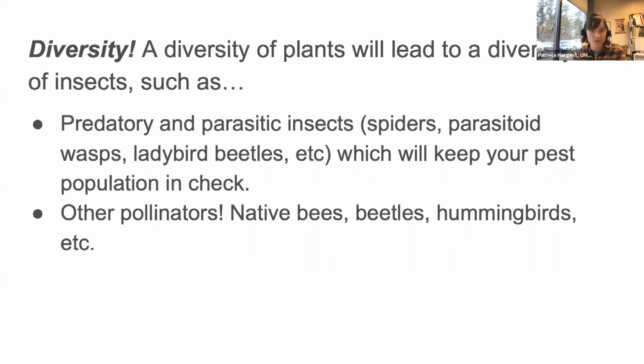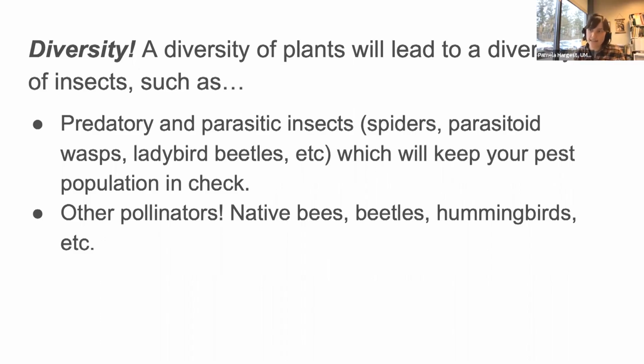Parasitoid wasps. So when you think about your tomato hornworm, and sometimes you'll see those eggs that are laid on the top of the hornworm, that's a good example of those wasps. Ladybird beetles will be attracted to your gardens. And these types of predatory and parasitic insects are going to help keep your pest population in check.